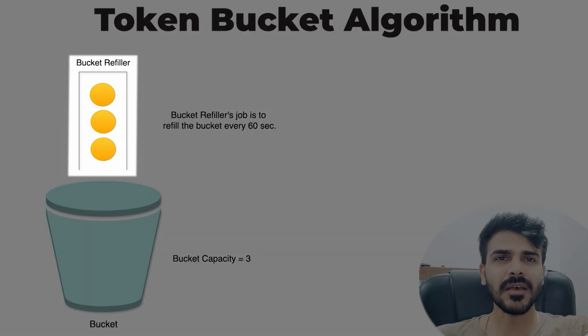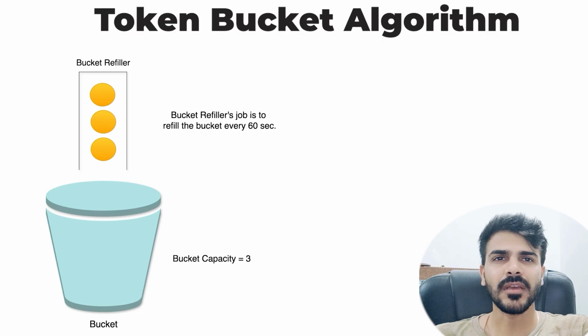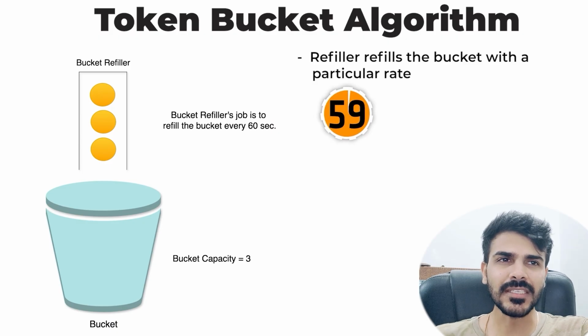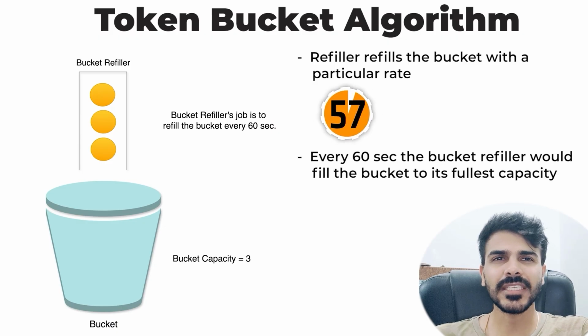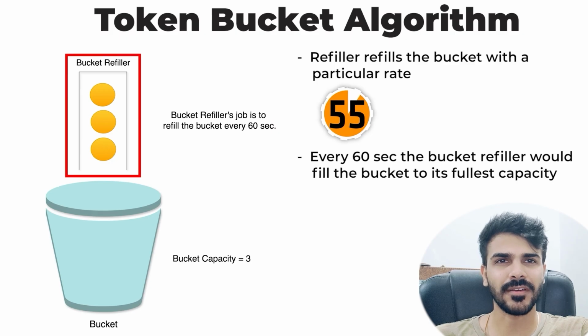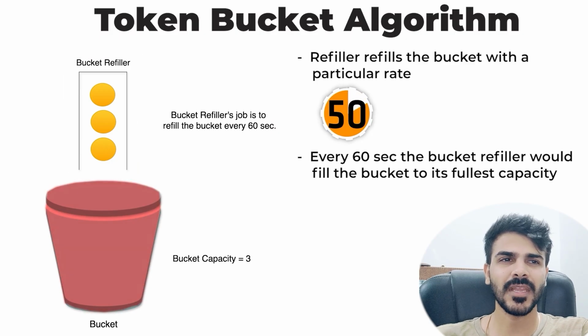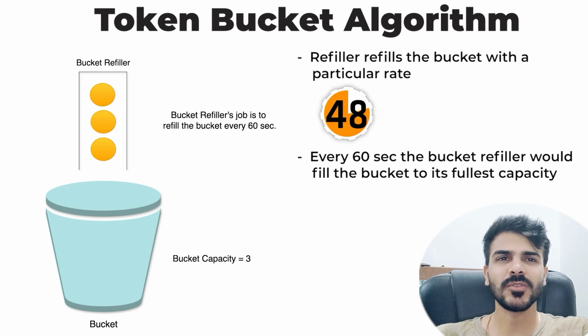The second thing is the bucket refiller. As the name says, the purpose of the bucket refiller is to refill the bucket at a particular rate that we set. For example, if we set it to 60 seconds, then it means that every 60 seconds, the bucket refiller would fill the bucket to its fullest capacity. Now let's take an example to understand how this algorithm works.